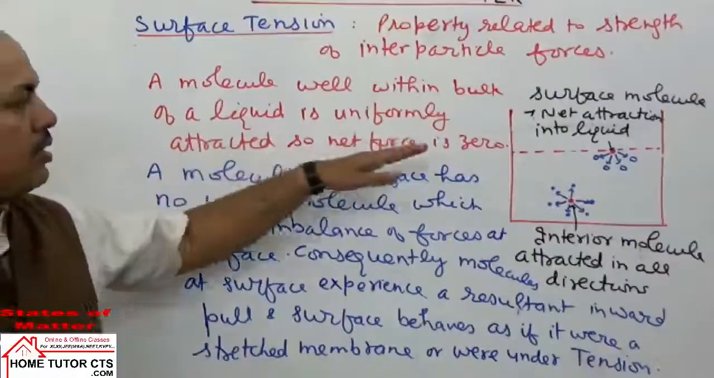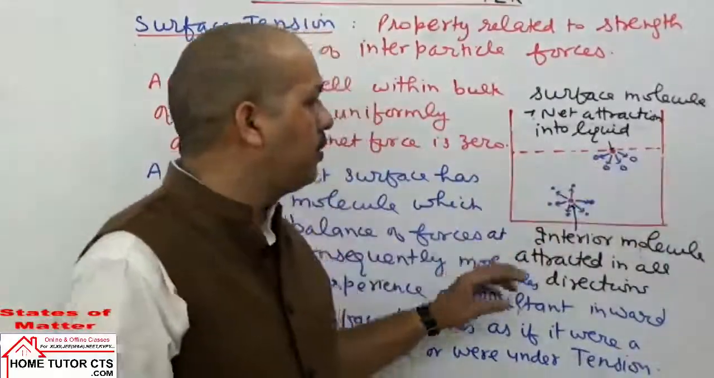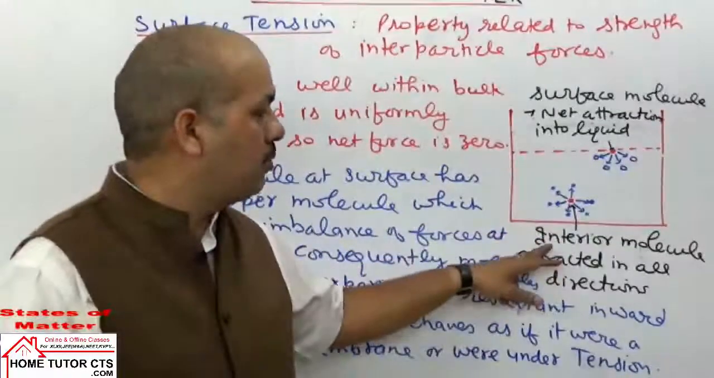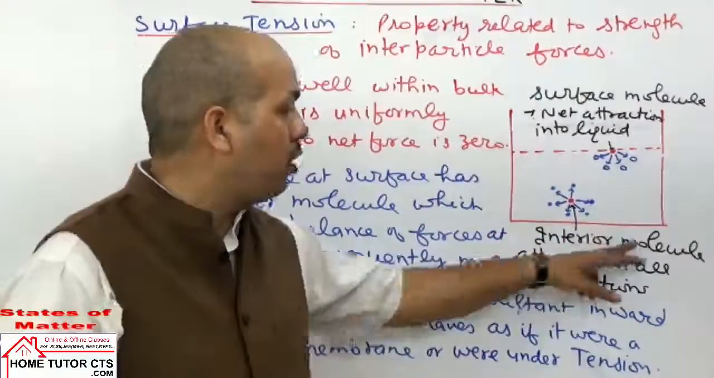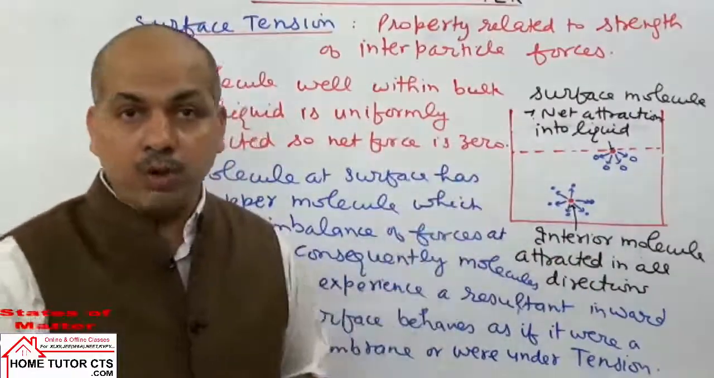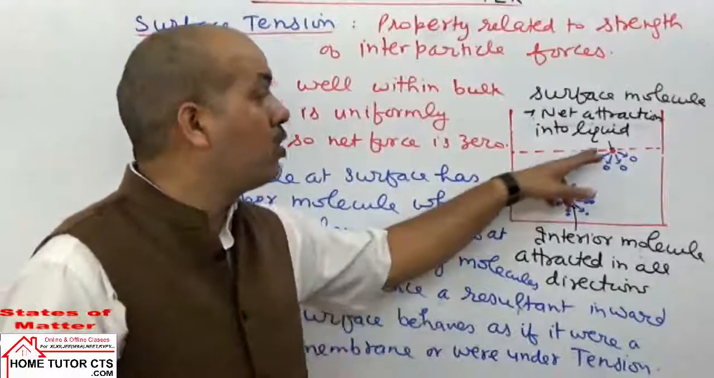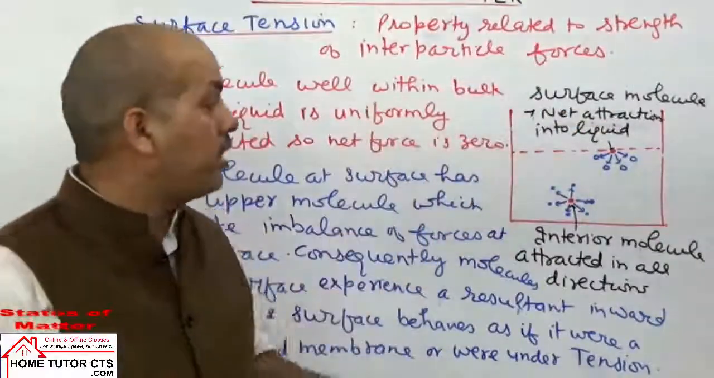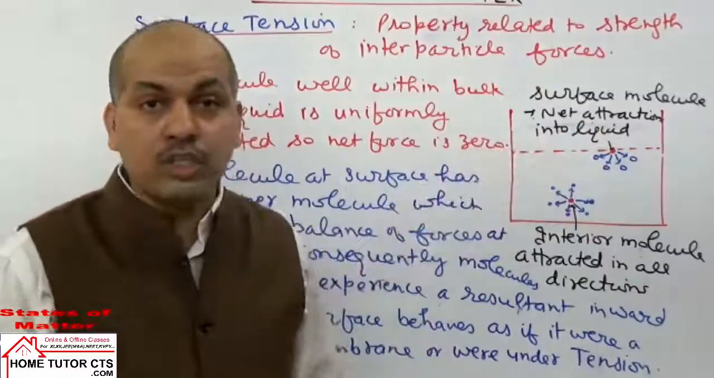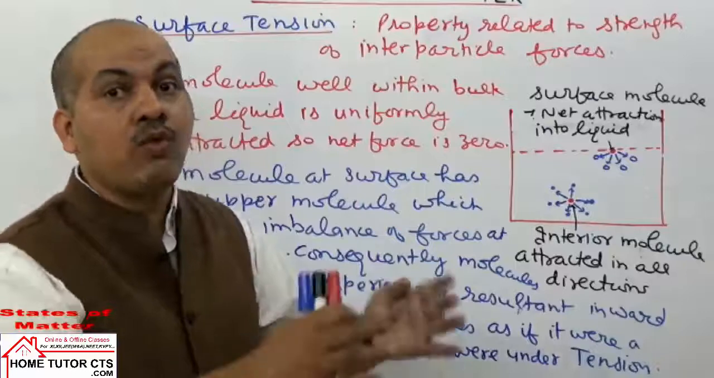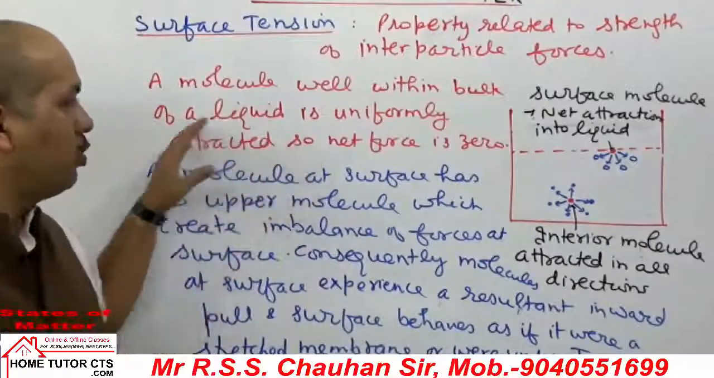Suppose we have a container having liquid. We can take two kinds of molecules. One molecule taken in the bulk is called an interior molecule, attracted in all directions, so the net force on this molecule will be zero. Whereas for a molecule on the surface, a surface molecule, the net attraction is not zero, and the molecule on the surface will experience a net inward pull. You can note down this point here.